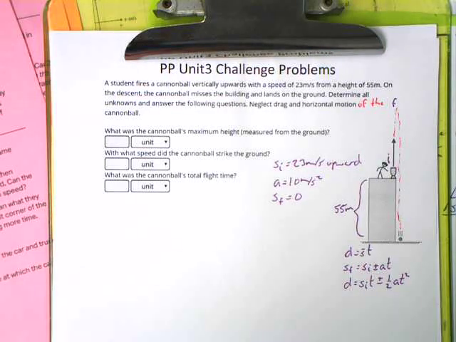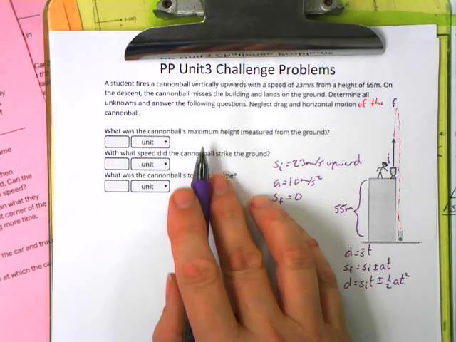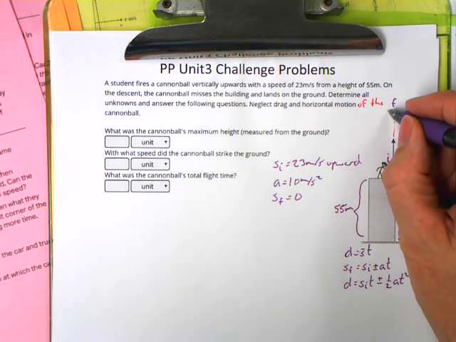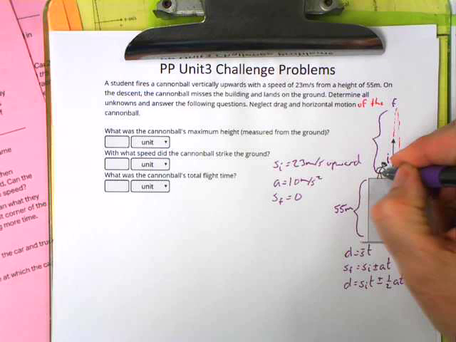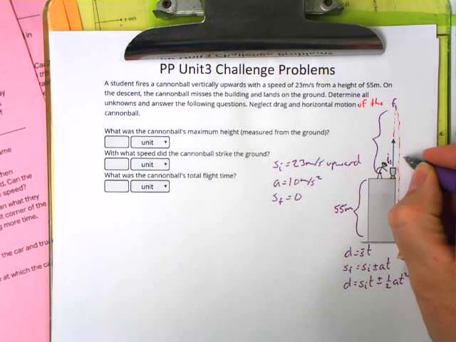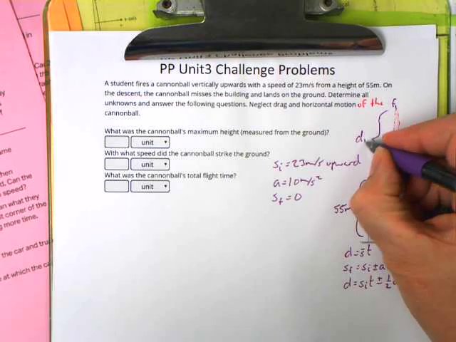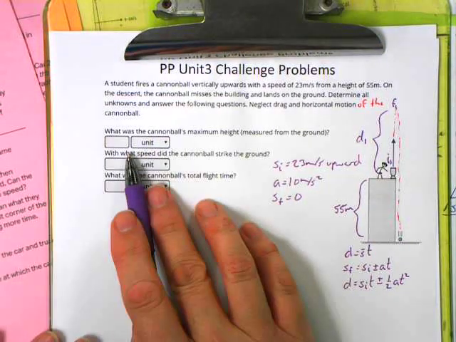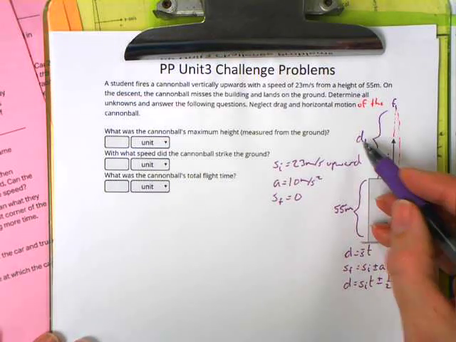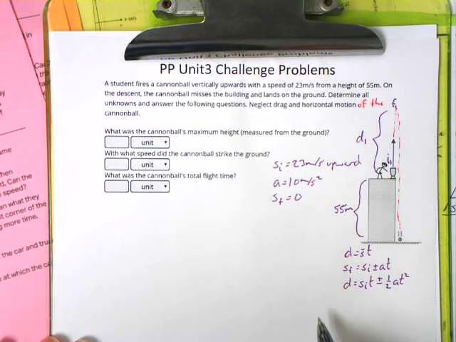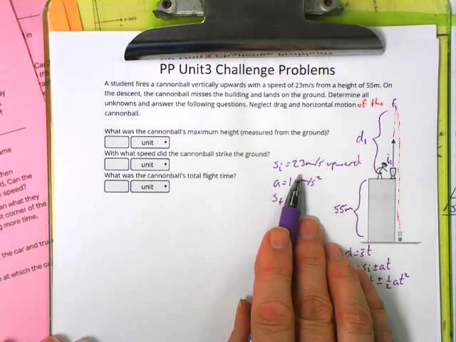Now we can find just about anything. We're going to figure out what the height is here. So for part 1, I'm going to say f1 and i1, and I'm going to call this distance 1. What they want here, the total height from the ground, is going to be distance 1 plus the 55 meters. We have an initial speed of 23 meters per second.